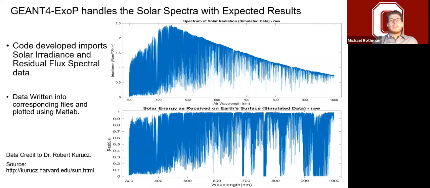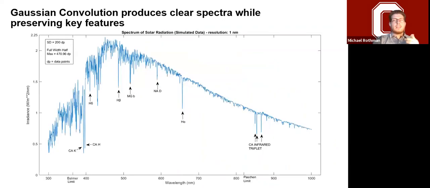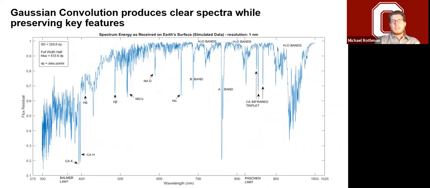We can see that this data is quite busy, and so we smooth the data using a Gaussian convolution, which cleans up the noise. So what does it look like? You can see here on the screen this new spectra, which has a resolution of 1 nanometer, similar to observations. You can also see key features such as the H alpha and beta lines, as well as the calcium infrared triplet. Now, we can also look at the smooth residual spectrum, and you'll see that these same key features are translated between them, as we expect.